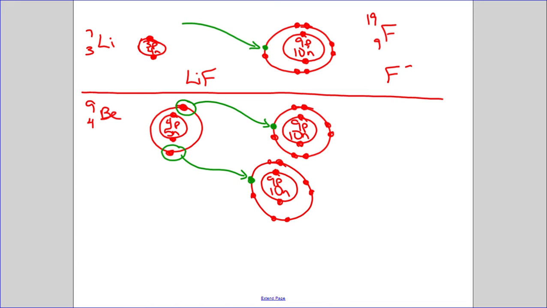So what do I have for an equation for this one? Well, I have 1 beryllium atom, and I have 2 fluorine atoms. So BeF2 would be the formula for this.